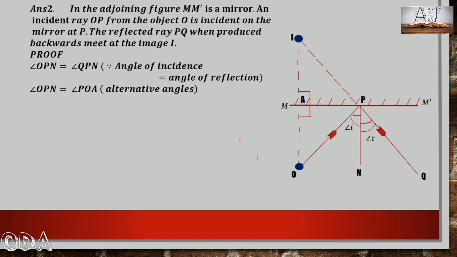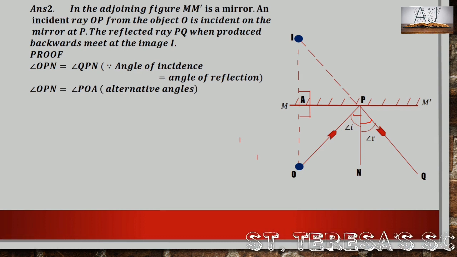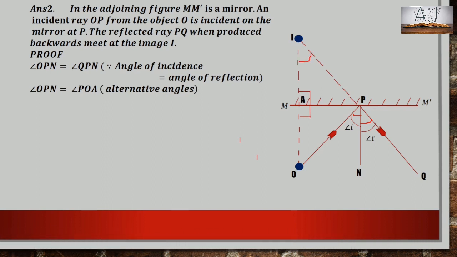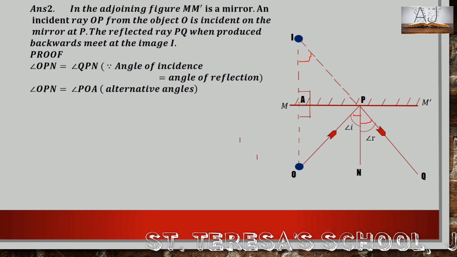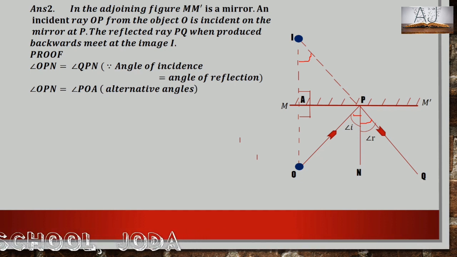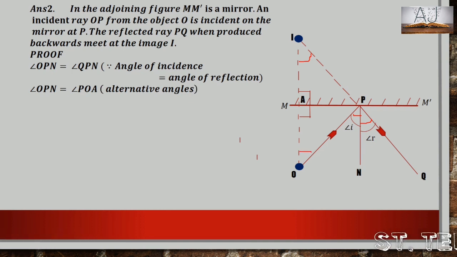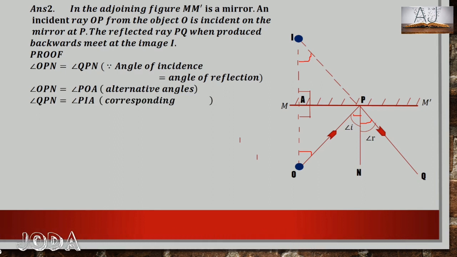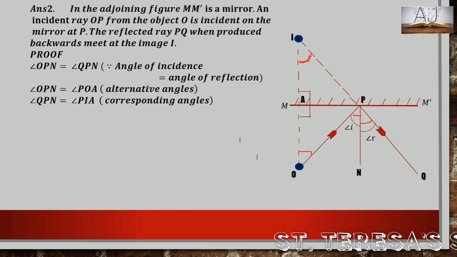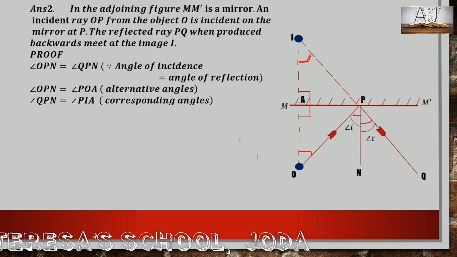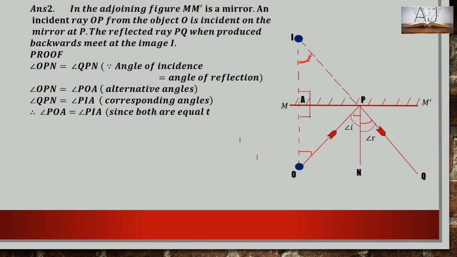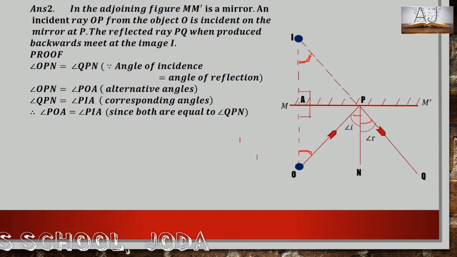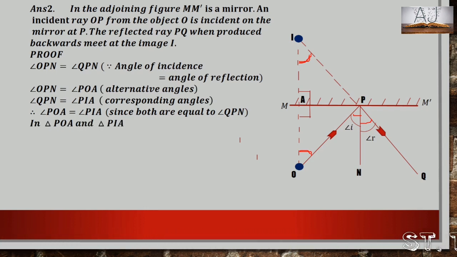Now, angle OPN is also equal to angle POA. Why? OPN is equal to POA because they are alternate angles. OI is parallel to PN because both are normal, perpendicular. If both are perpendicular, then they are parallel. So both are alternate angles, and alternate angles are equal in case of parallel lines. Now, angle QPN is equal to angle PIA also, in the same way, because they are corresponding angles. Therefore, we can say that angle POA is equal to angle PIA, the one which I have marked.